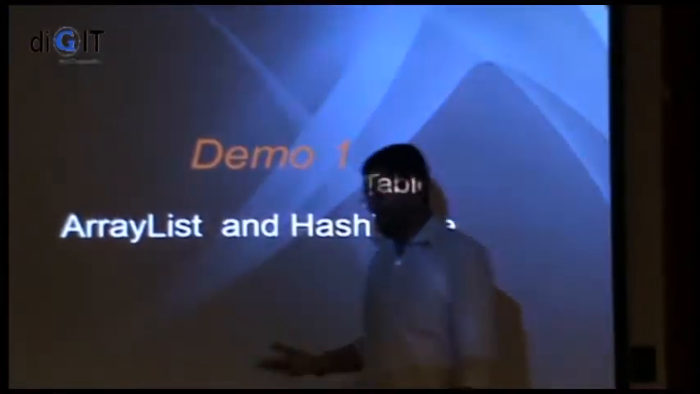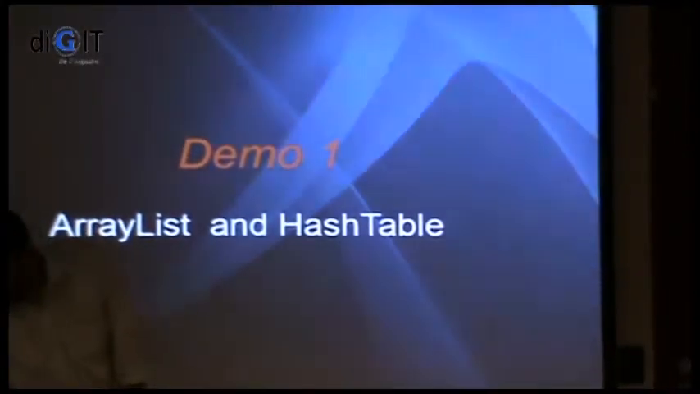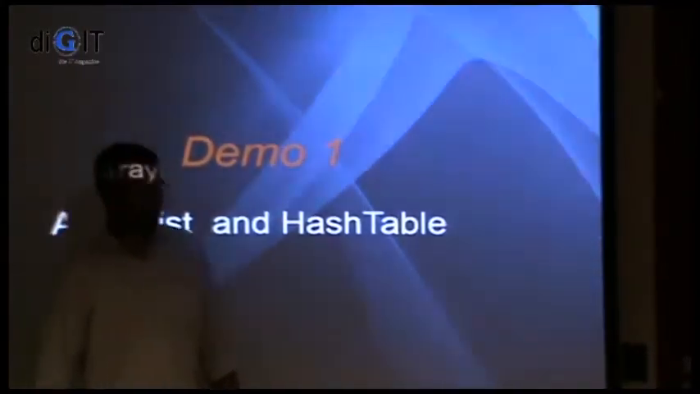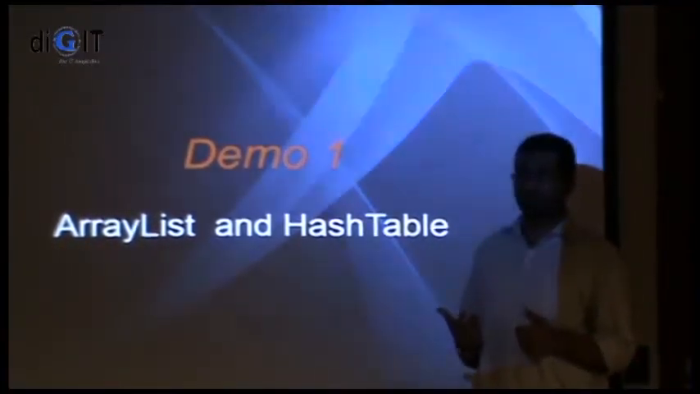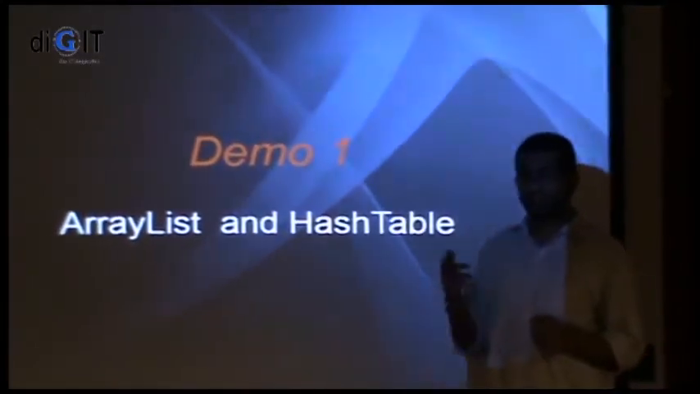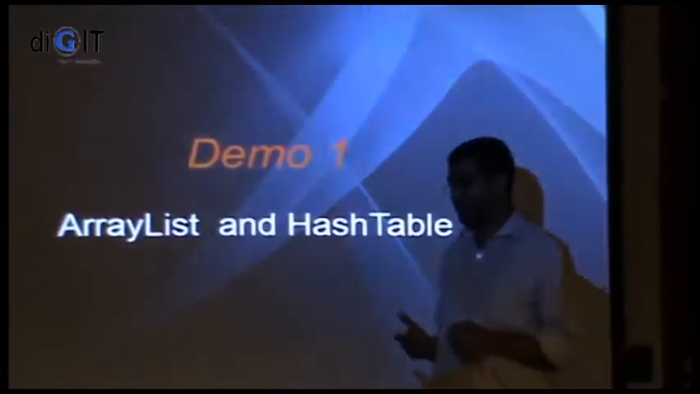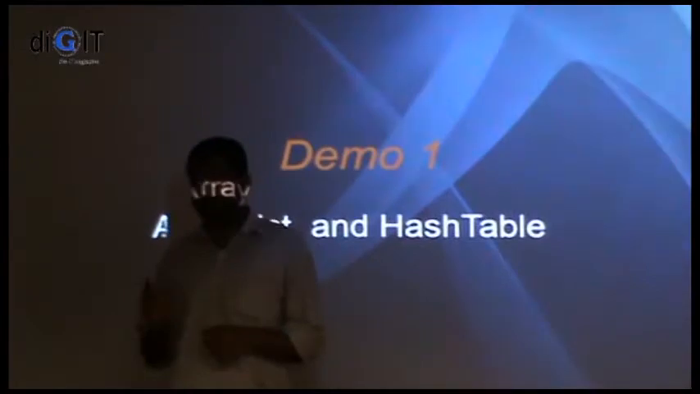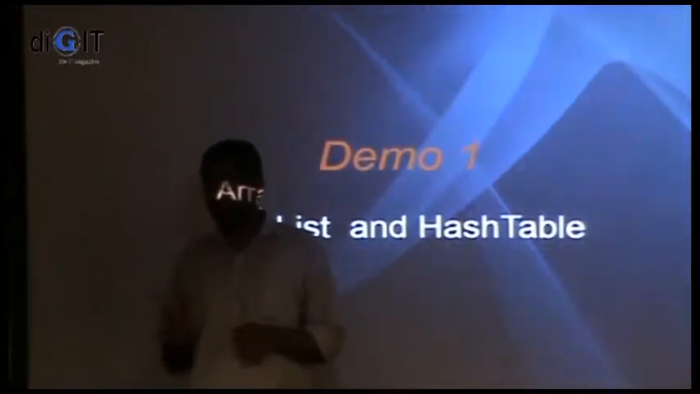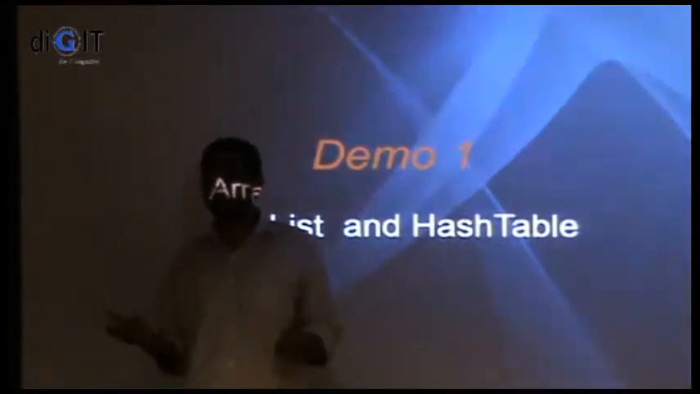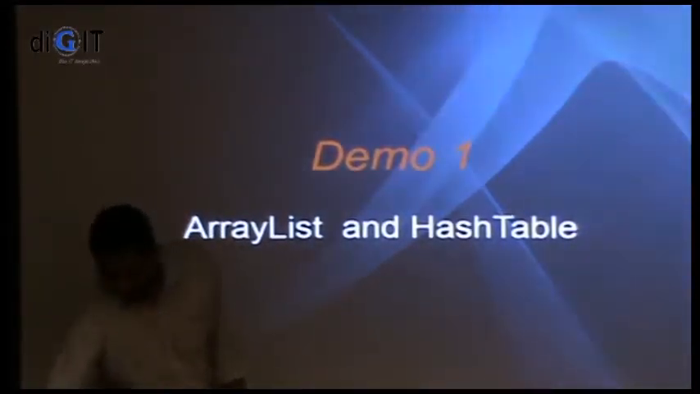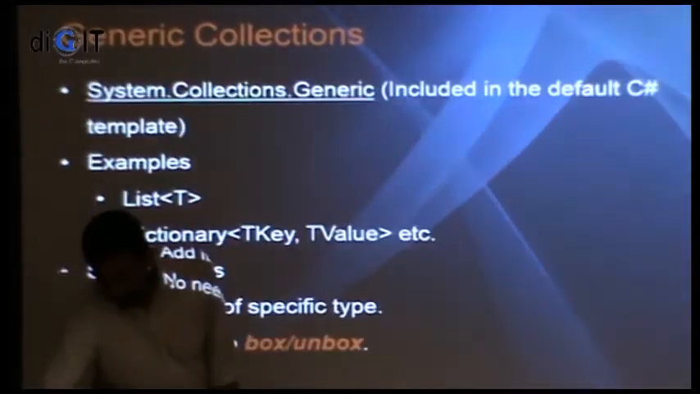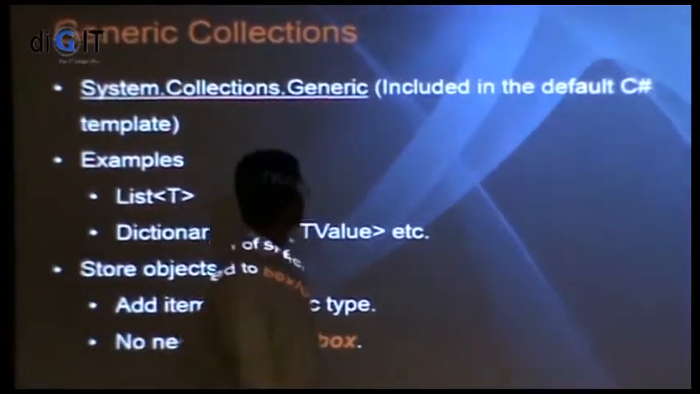Since you are not answering, I will say the overheads are: I'll have to typecast when I'm returning the values. When I'm getting the values from the non-generic collection, I'll have to typecast, right? Another thing is I can put anything there, and then the runtime will give me the errors. So that's why the generic collections are there.